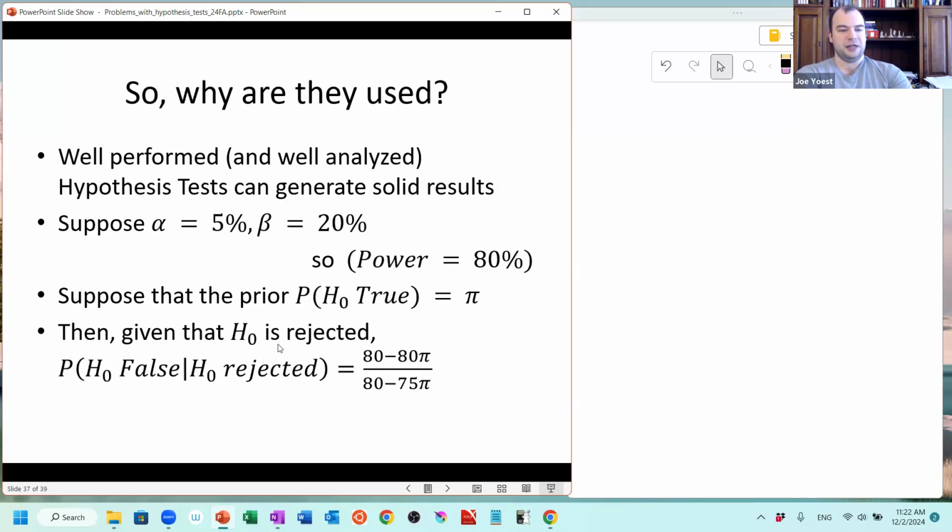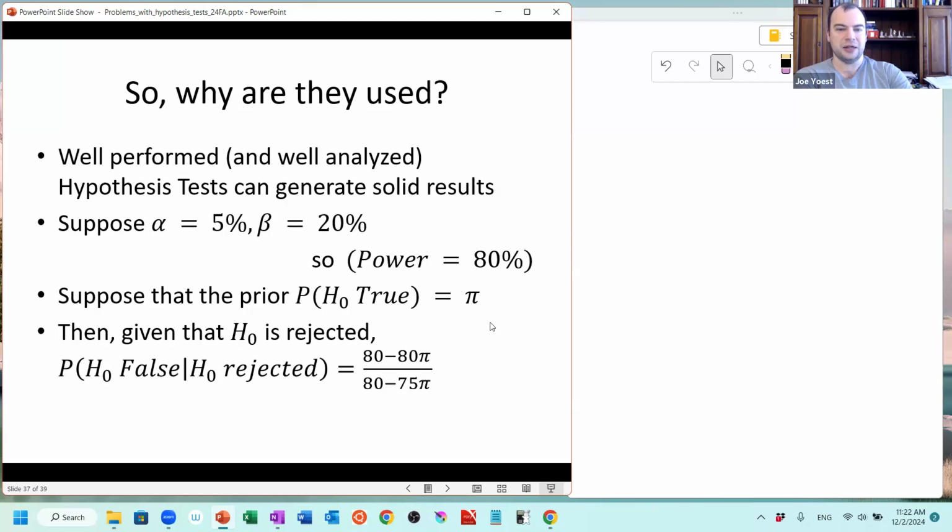Now, the probability that H naught is false, given that it's rejected. So if the frequentist rejects the null, what's the Bayesian's interpretation of the probability the null is false based on that? It's kind of like the circumstantial evidence. If the circumstantial evidence, the p-value, is 0.5%, the Bayesian said that for the bank robber, the chance of them being guilty was like 2%. That's what we're doing here.